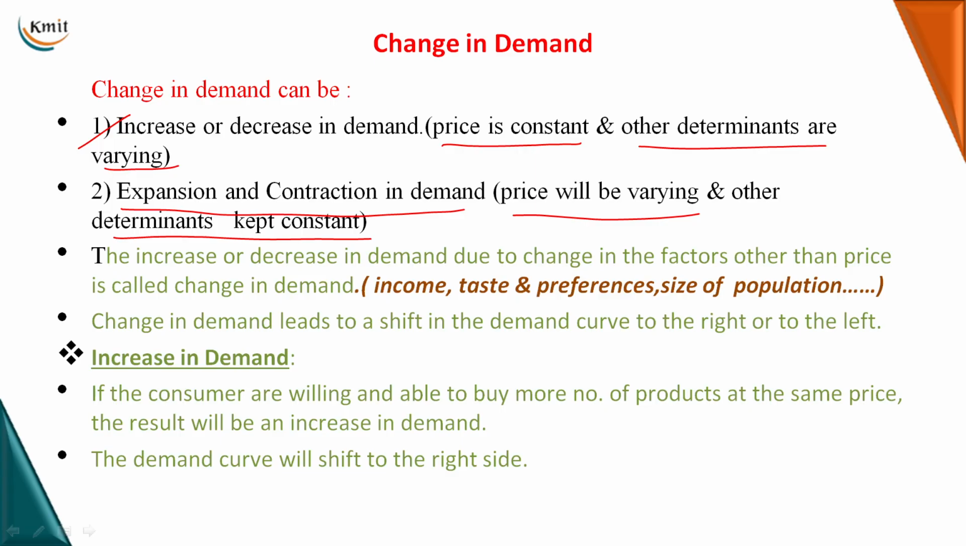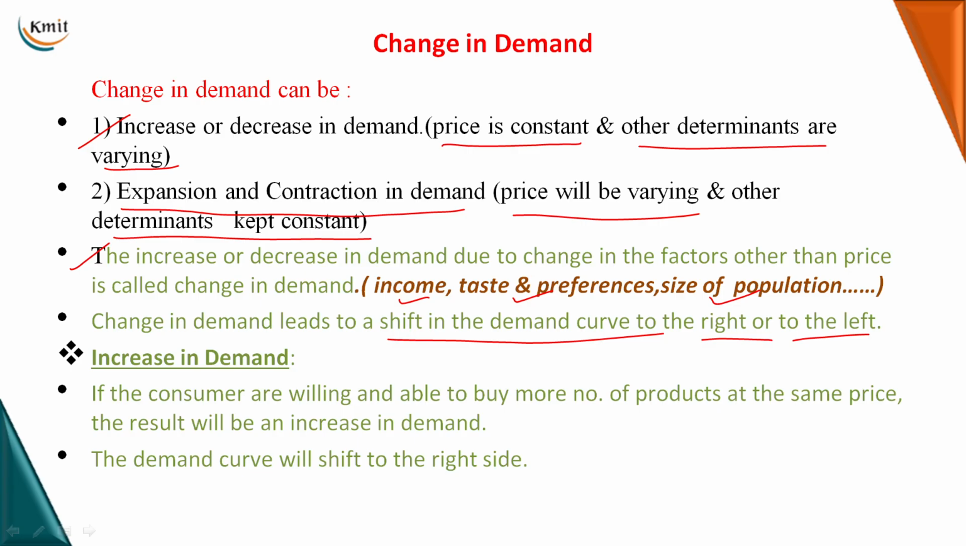Right? Now, first case, we'll start with increase and decrease in the demand. The increase or decrease in the demand due to change in the factors other than price is called change in demand. So other than price can be income, taste and preferences, size of the population, or prices of the related goods, etc. These are the determinants we have studied in our earlier concepts. And change in demand leads to a shift in the demand curve either to the right or to the left.